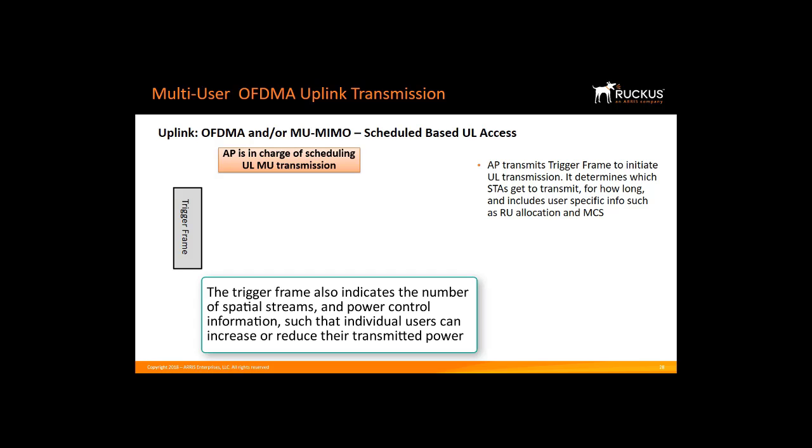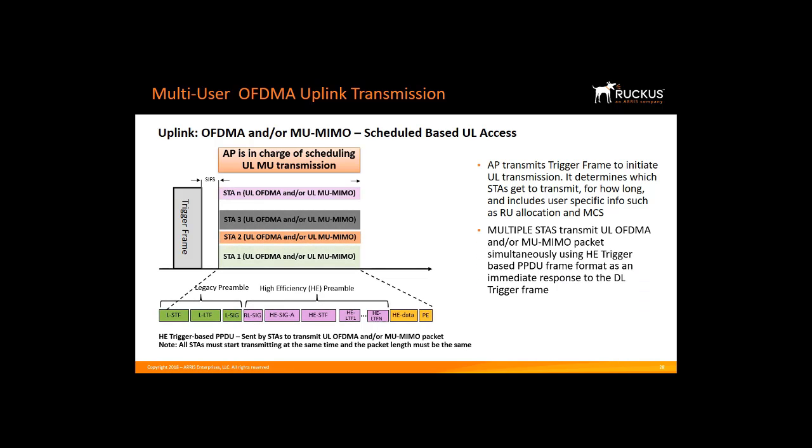The trigger frame also contains the number of spatial streams and the power control information, such that individual users can increase or reduce their transmitted power. In response to the trigger frame, multiple stations transmit simultaneously to the AP using a high-efficiency trigger frame format. To prevent interference, the packet's transmission from each of the stations must start and end at the same time, and they must remain synchronized in time, frequency, and power. Once the AP receives the packets from all the stations, the AP sends back an acknowledgement frame to finish the operation. You could say that the trigger frame is the master scheduler.